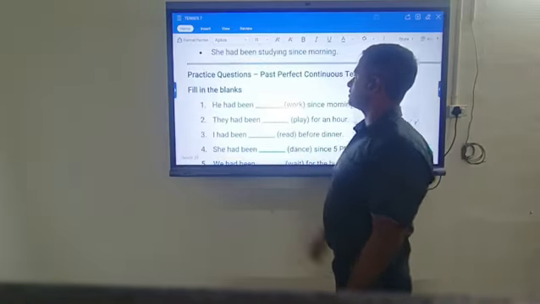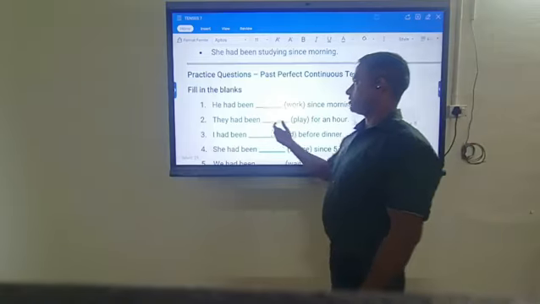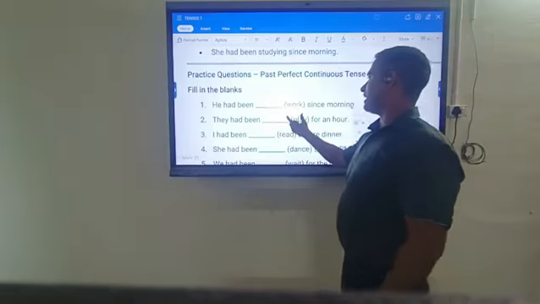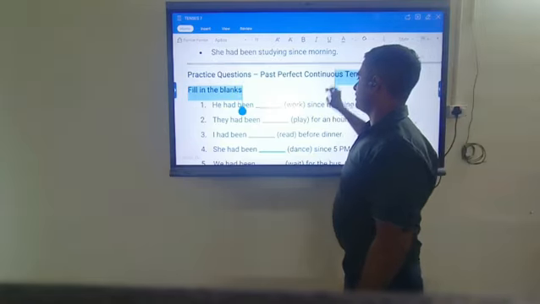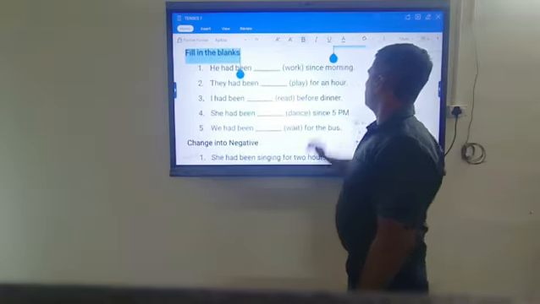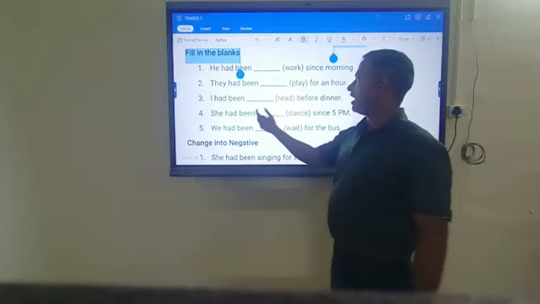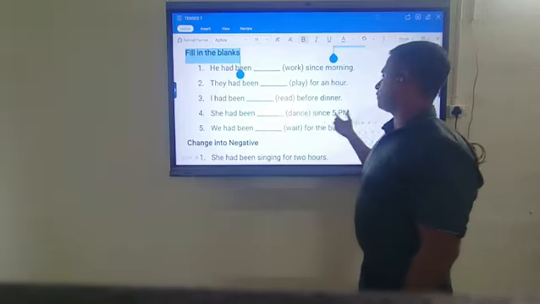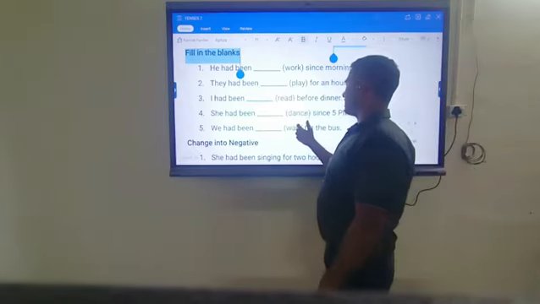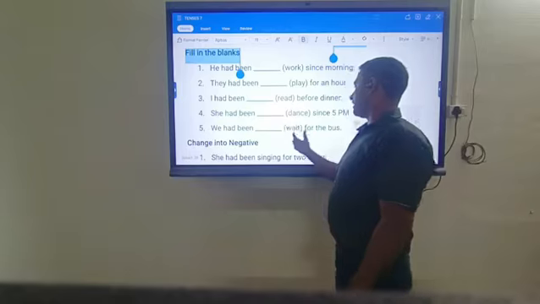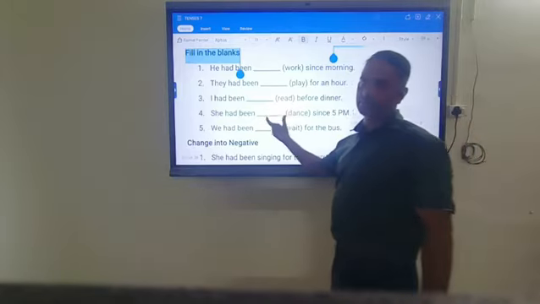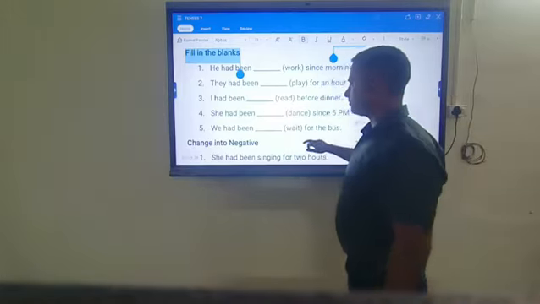And the practice questions of past perfect continuous: he had been dash work, then since morning. They had been playing for an hour. I had been dash read before dinner. She had been dash dance since 5 p.m. We had been dash wait for the bus. This you have to look at on your own.